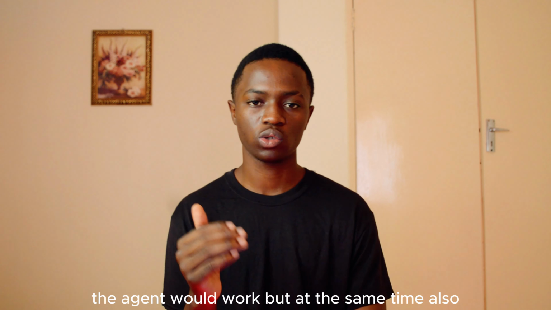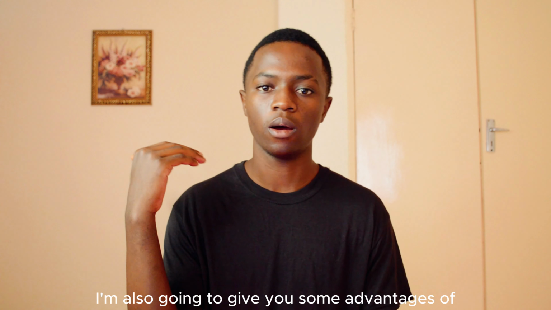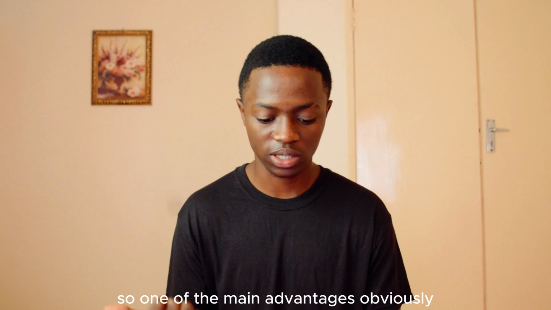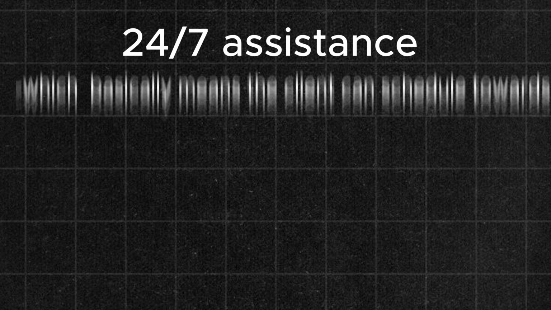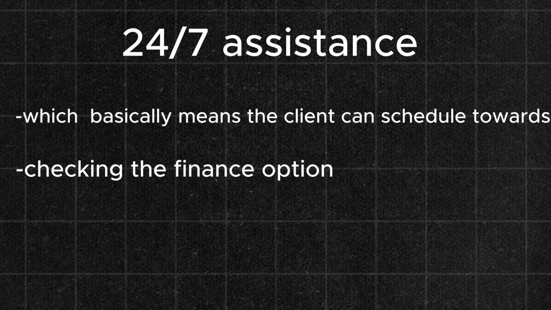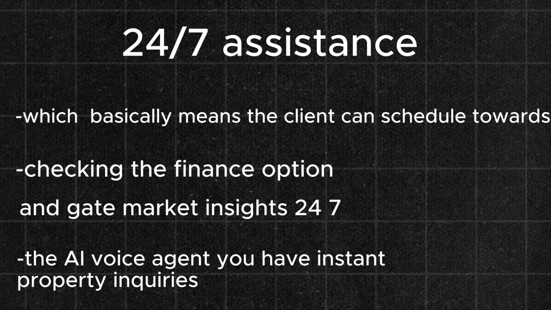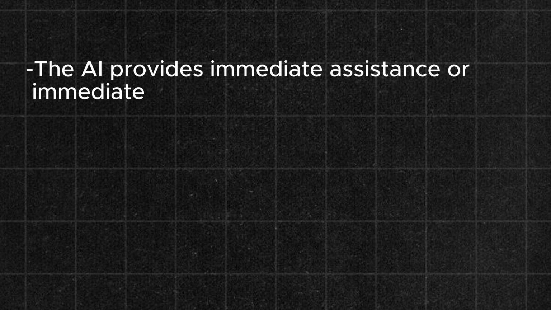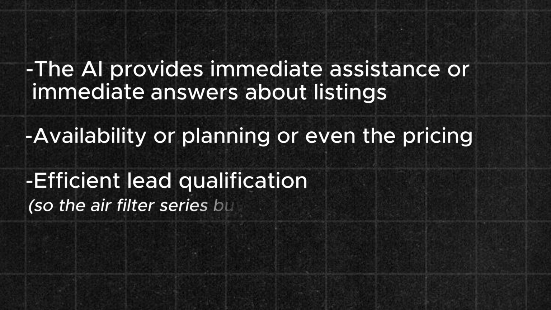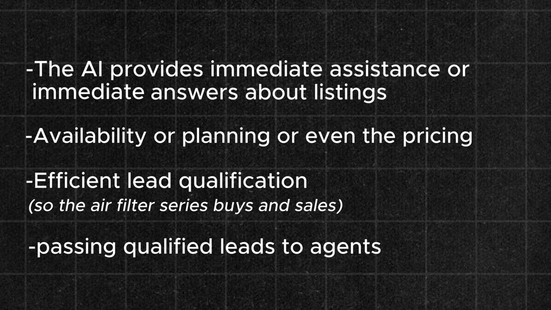At the same time, I'm also going to give you some advantages of what an AI voice agent like this looks like. One of the main advantages is availability, which basically means the client can schedule, check the finance options, and get insights 24/7 with the agent. You have instant property inquiries, which means the AI provides immediate answers about listings, availability, planning, or even pricing. Then efficient lead qualification: the AI filters serious buyers and sellers, passing qualified leads to agents.